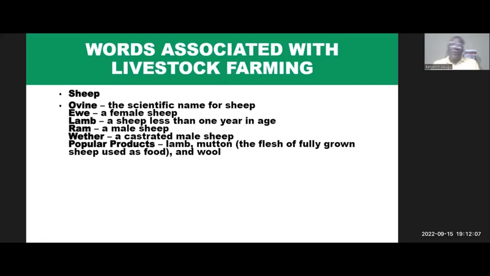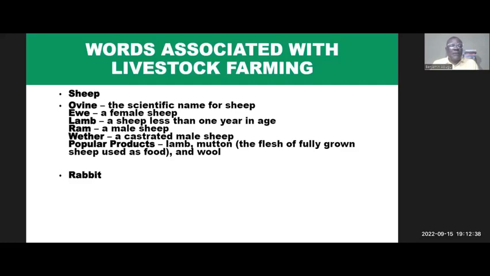Then the kind of products you can get from raising sheep will be lamb. Mutton is the flesh, the meat you get from a fully grown sheep. Sheep meat can be called mutton. And then you have wool. These are the popular products from sheep.